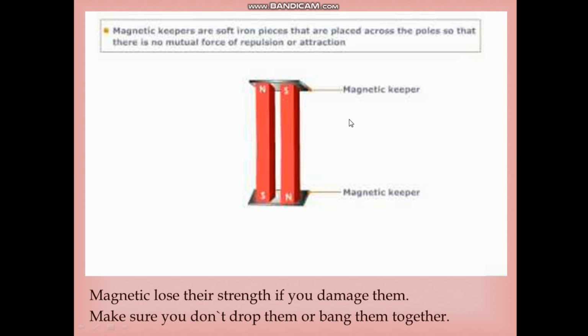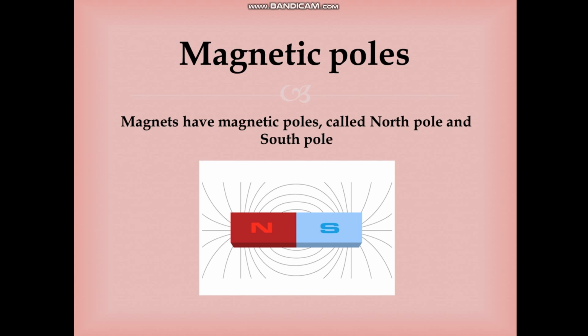What is repulsion and attraction? I can explain it in the next slide. Here are the magnetic poles. As you know, the strength of a magnet is around the poles. Magnets have a magnetic pole called the North Pole. The symbol is N. And the South Pole. The symbol is S.